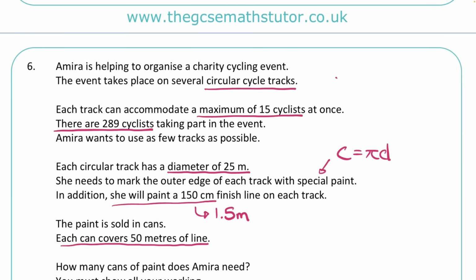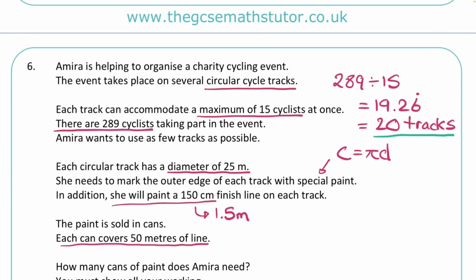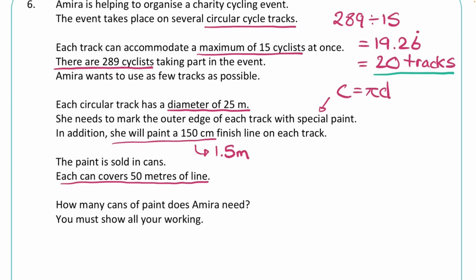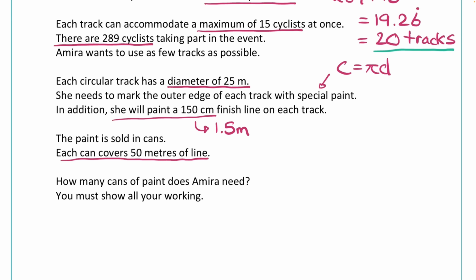So if we do 289 cyclists divided by the 15 maximum cyclists allowed on each track, well, 289 divided by 15 comes out as 19.26 recurring, and that means we're going to have to use 20 tracks. So we're going to have to use 20 tracks to make sure that we have enough tracks for all the cyclists, and we're going to need to work out the distance that we need to paint for all of those tracks.